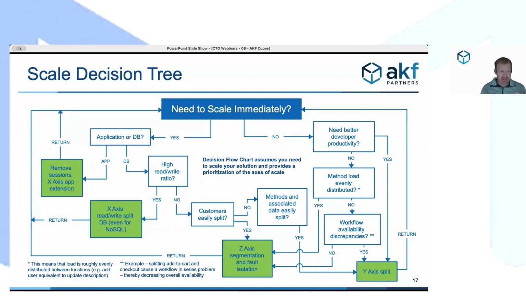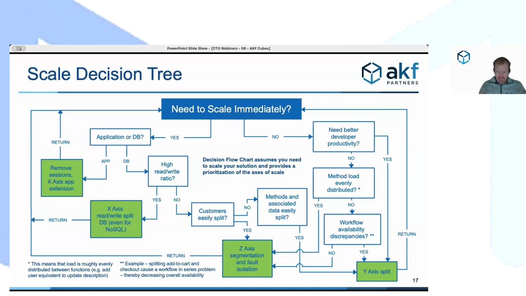If no, the teams are still able to release features. Are you having some availability issues here? Is the load distributed? We have some more details here, but is the load distributed between your different services? And if so, then you can actually do an X-axis split if it's pretty distributed load across the different functions.